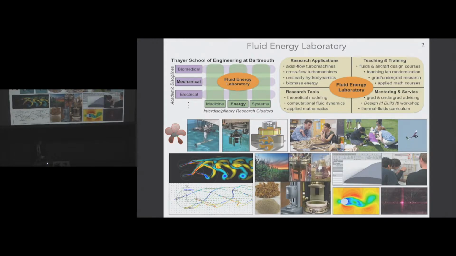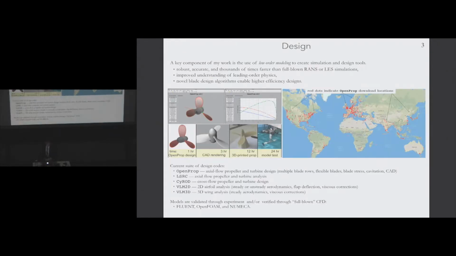What I will talk about is some of this work with the cross-flow turbines, illustrated here on the left-hand side of the slide, and we'll talk about low-order model development and validation using computational fluid dynamics and experiment. Okay. So like I said, I'm really interested in design. So the key component of my work is using low-order modeling to create design codes. One example of that is this OpenProp code. Here are just screenshots of maybe a design and the performance curves you'd get out of my code.